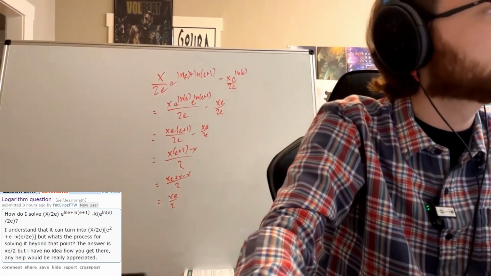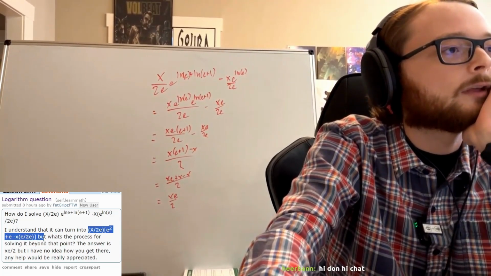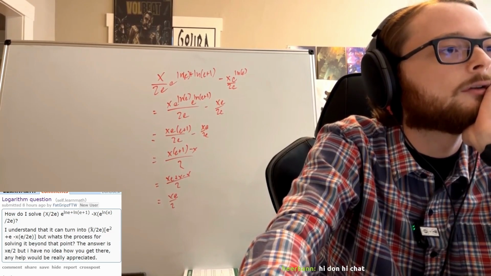Hey, here, Ben. So they got, this is as far as they got. x over 2e, e squared plus e.